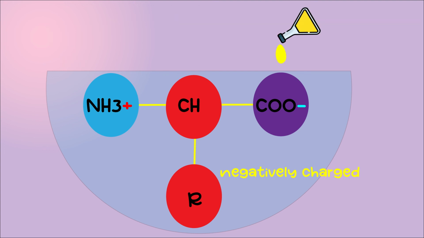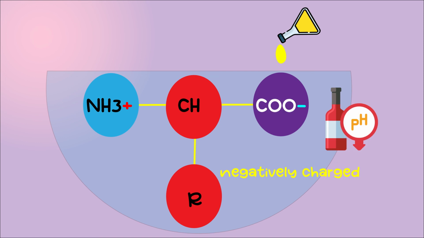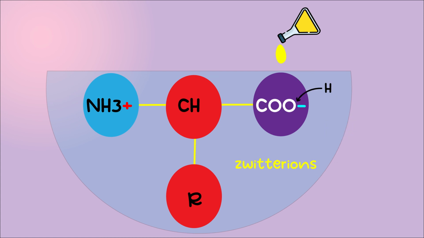If we decrease the pH by adding acid to the solution of amino acid, the COO negative part of the zwitterion picks up the hydrogen and becomes positively charged. And that's it, the end of this lesson today. This is only an introduction to amino acids, and we're going to go into further detail in more lessons in upcoming videos.